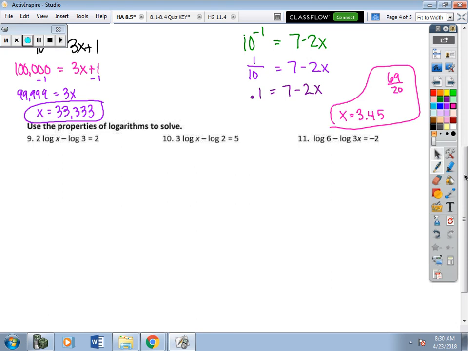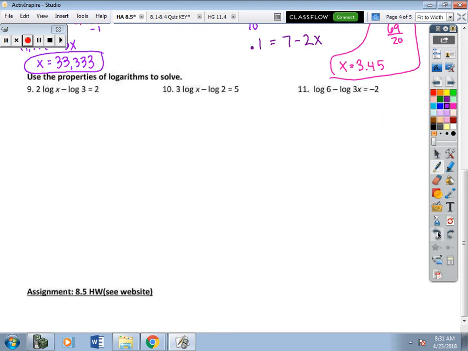And then our last few are going to be combining properties of logarithms with solving. So we're going to use our power property, our product, and our quotient. So we see the number out front. That's going to go back up to be an exponent. So this will be log of x squared minus log of 3 equals 2. How do we simplify when we see two logs being subtracted? Divide them. So this will become log of x squared divided by 3. So that's using our quotient property.